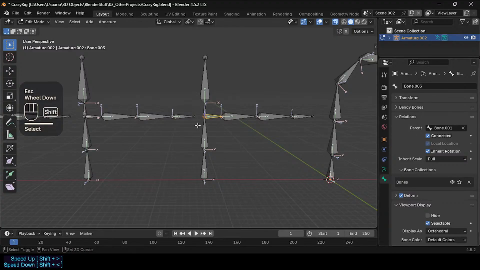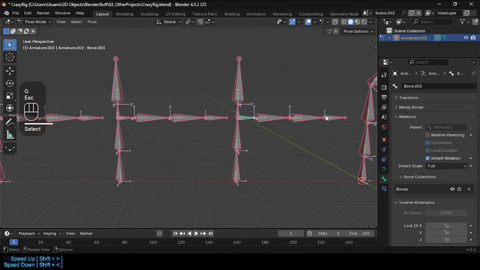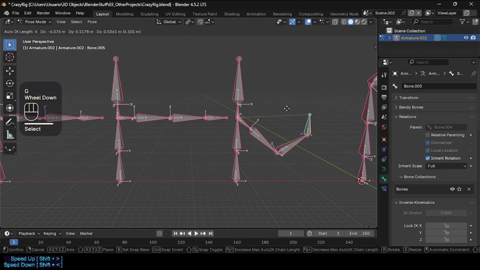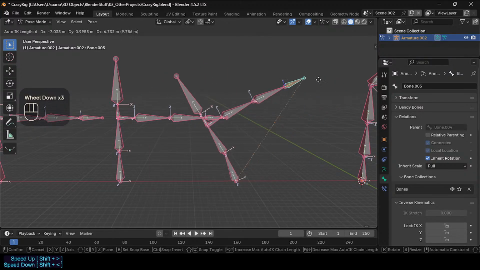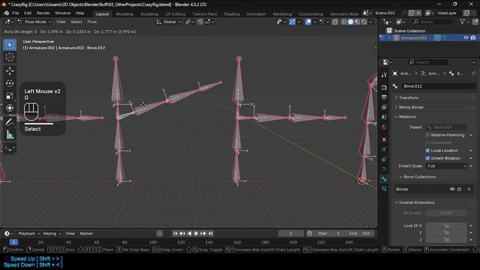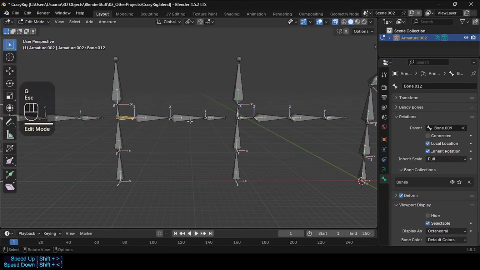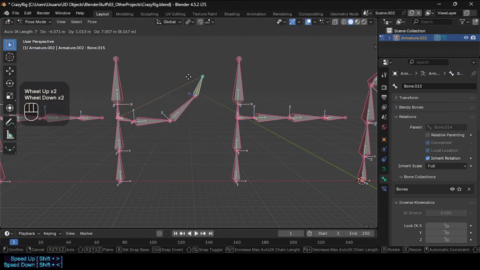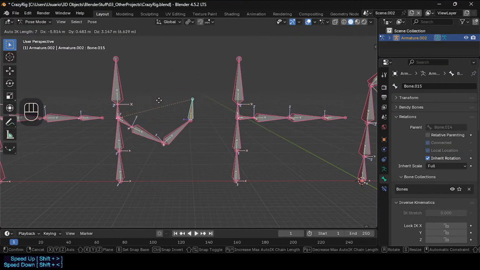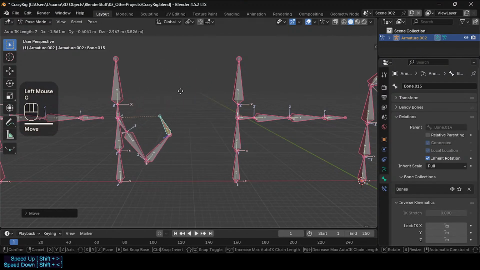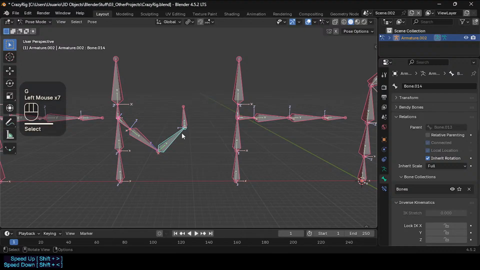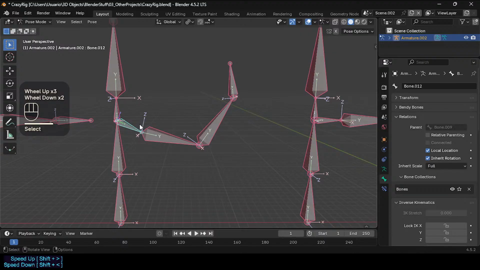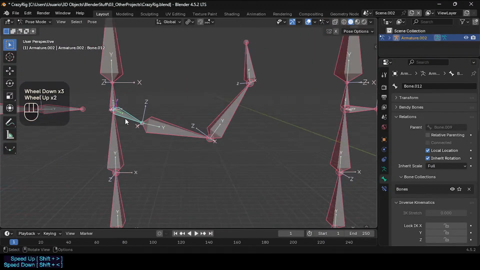wait. Oh, no, this is the connected. Sorry, folks, just a mistake here. So this is connected and it moves everything, right? This one is the parented offset. So the behavior changed here because I cannot extend the chain length, the Auto IK length, towards the spine from these arm bones because of this disconnected, offset parenting.